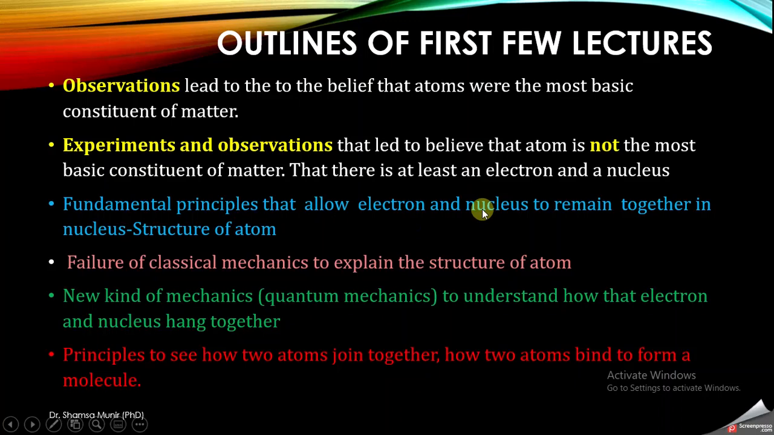That is, we are going to see the structure of the atom, and we are going to see the failure of classical mechanics to explain this structure of atoms. And definitely we are going to look into the new kind of mechanics, that is quantum mechanics, to understand how these electrons and nucleus stay together in the atom. After studying the structure of the atom, we are going to see how two atoms can join together to form compounds and molecules. And further, there are also some kinetics and thermodynamics involved in the course.